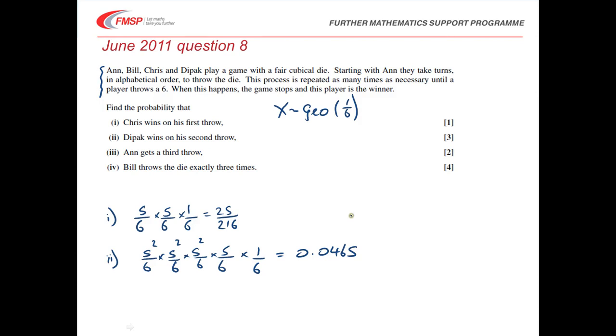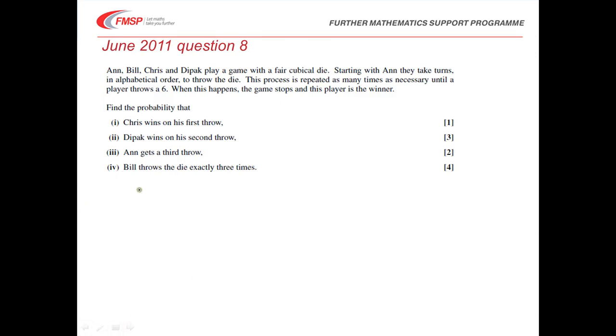The probability that Anne gets a third throw, so that means everybody has to not win twice for that to happen, for her to get a third throw. So we're really doing the fact that everybody doesn't win twice, so that's going to be 5/6 to the power of 8. So again, 1 mark for that, and 1 mark for calculating it, 0.233. And then I need a new slide for this one.